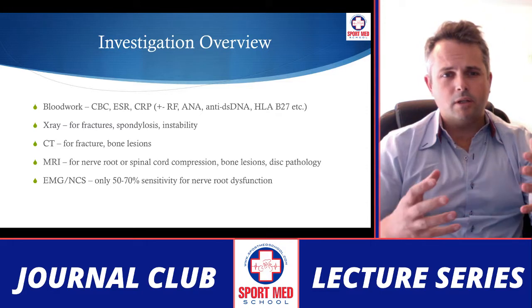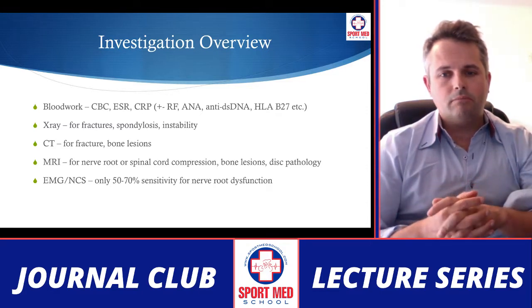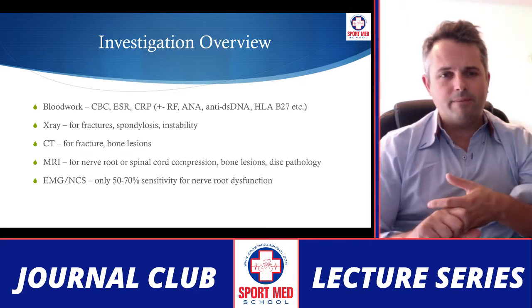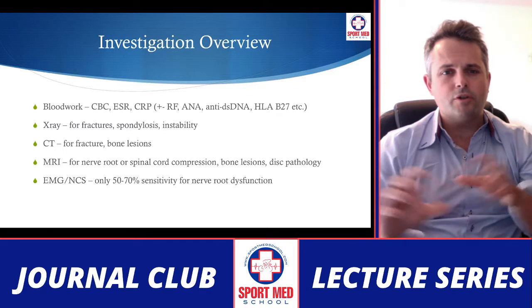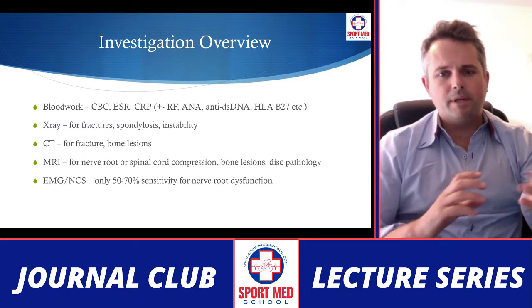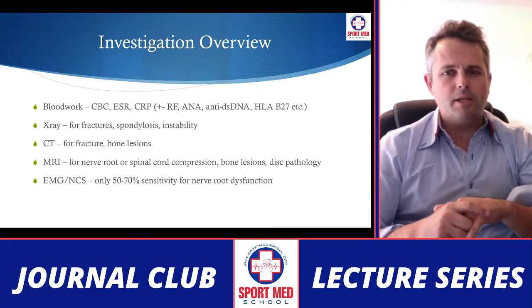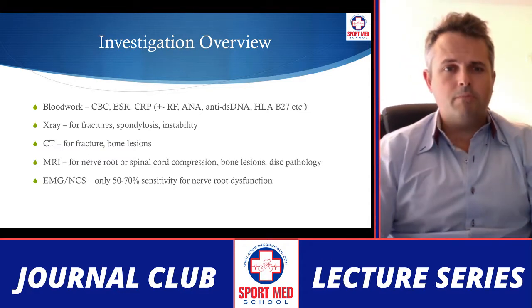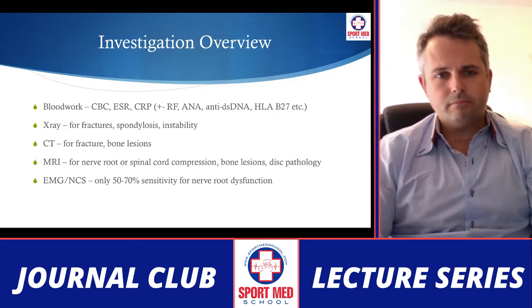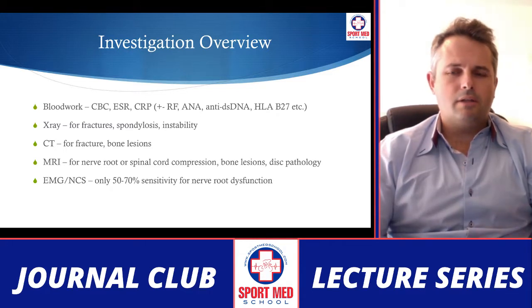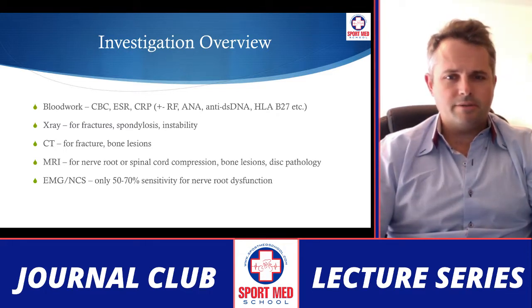So in terms of an investigation overview, blood work is one of the things we'll talk about for both neck and back pain. A combination of infection, cancer, and inflammatory conditions are the things that we'll be looking at from a blood work perspective. So the basics would be a CBC, an ESR, and a CRP, and then specific inflammatory or autoimmune markers as necessary. There may be some tumor markers that you may want to add on based on your index of suspicion.